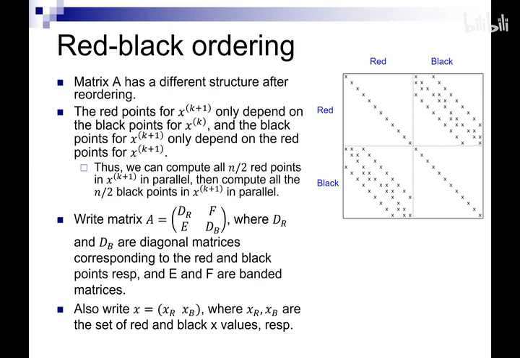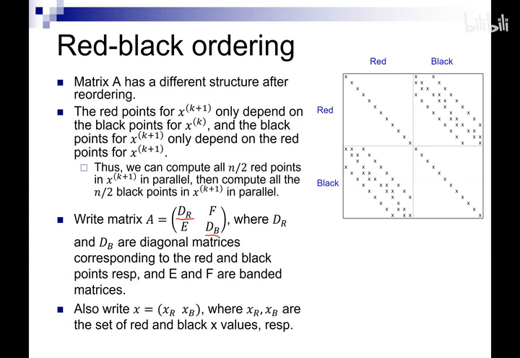To write out some equations for doing this, let's label these different parts of the matrix. This is going to be the red points, and it is a diagonal submatrix, so we're going to write this as D sub R. These are the black points, which is also diagonal, so this is going to be D sub B. And for these other parts, this part here is going to be E, and this is going to be F.